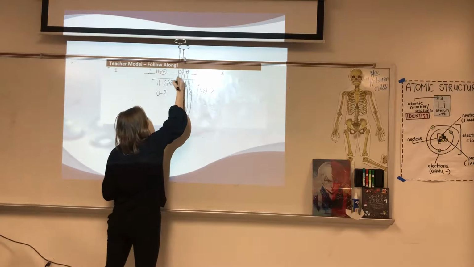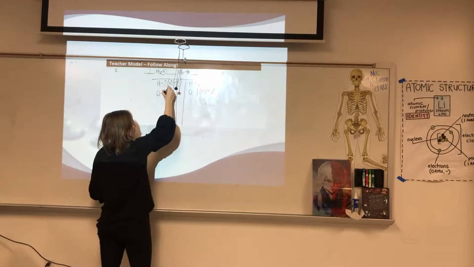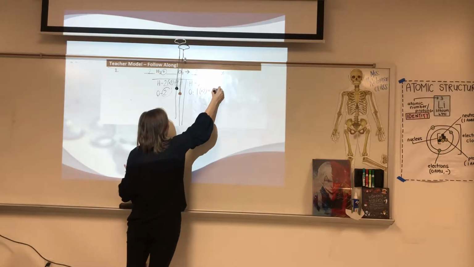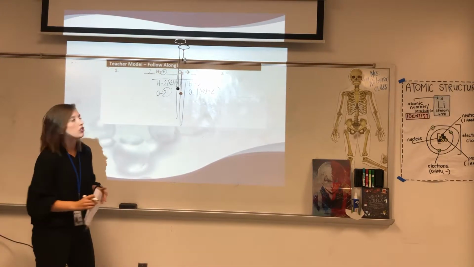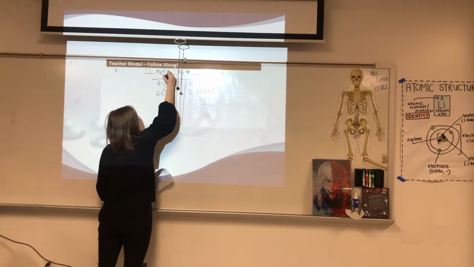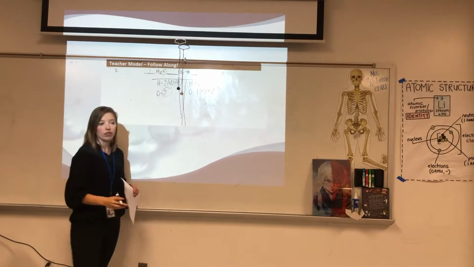So I say, okay, I have 4 hydrogens, 4 hydrogens. On my reactant side, I have 2 oxygens. On my product side, I have 2. So now I have balanced my equation. So I just leave this one blank, and I should have 2 blank 2.